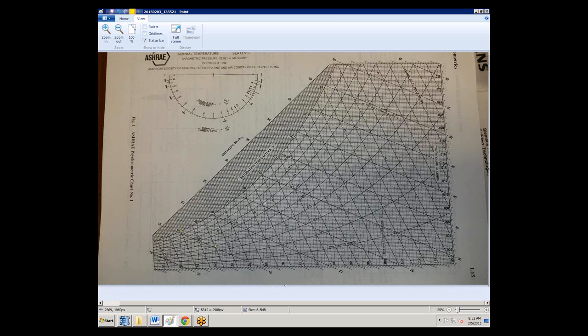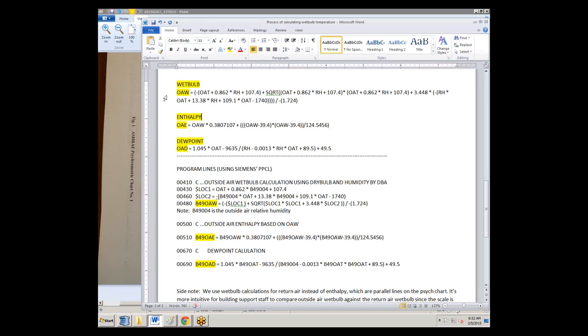So let me go to the calculation here. Here's the calculation, and since this is being recorded, you'll be able to pause it and write this down if you decide you want to give it a try or use it. We're not necessarily sticking with the nomenclature that ASHRAE uses in the guide, but we use OAW for outside air wet bulb, OAE for enthalpy, OAD for dew point. Those are just our shorthands that we use in our programming.